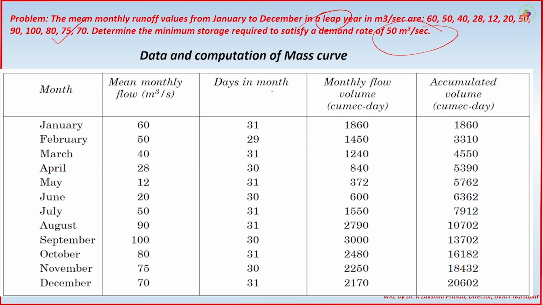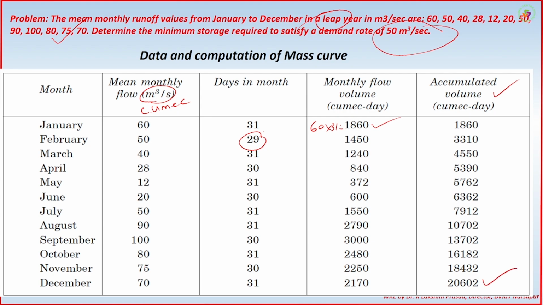Number of days in a month, you know, depends on the month. February has 29, except that, the remaining months have 31 or 30, right? What is the monthly flow volume? Flow volume means this multiplied by this will give you this. Meter cube per second is also called cumec. Cumec is nothing but meter cube per second. So multiplying both, 60 into 31, is equal to this much. Like that we have calculated. Then accumulated means cumulative. Cumulative volume is this.